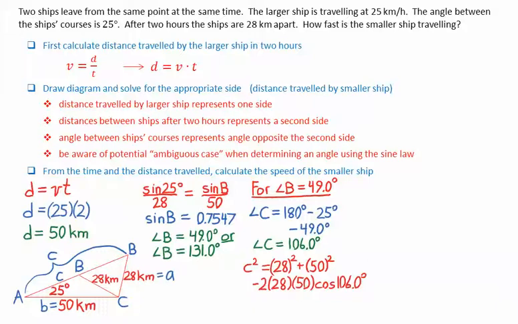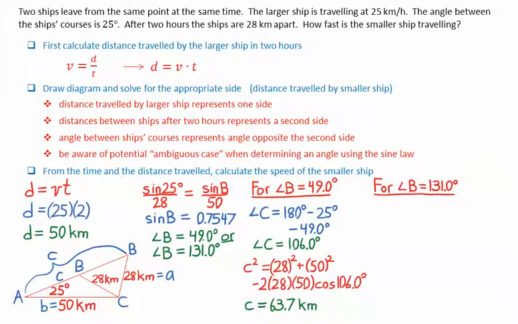We can then use the cosine law to figure out side C. Side C squared is equal to 28 squared plus 50 squared minus 2 times 28 times 50 times cosine of angle C, 106 degrees. Taking the square root of both sides, we end up with side C equals 63.7 kilometers.